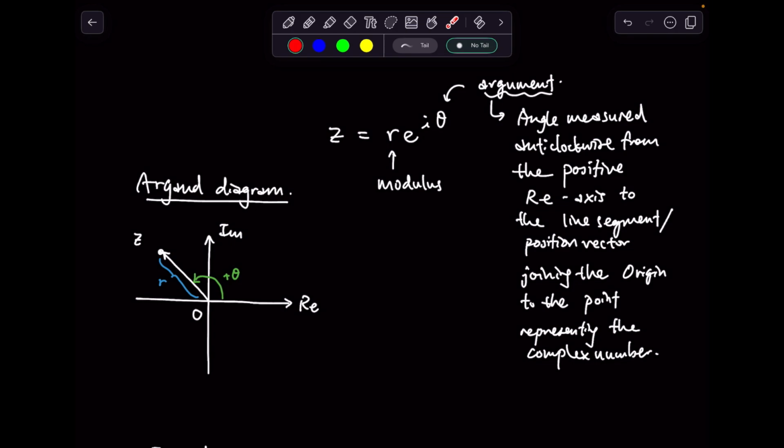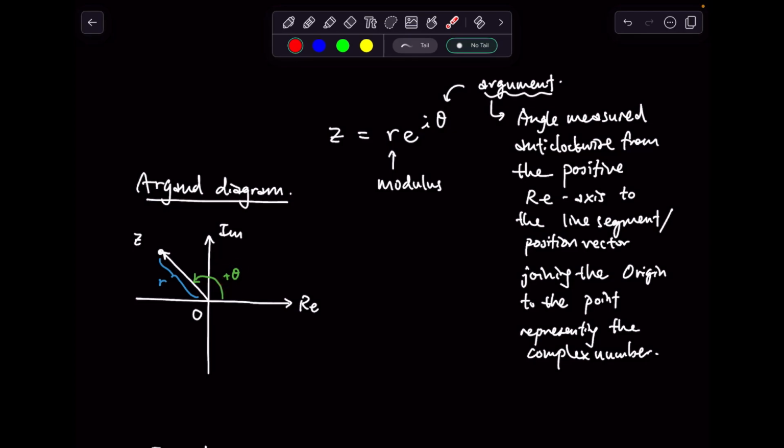So in fewer words, if I have a complex number z that is represented by this point, then if I have a position vector that goes from the origin to the complex number, I can measure the length of this vector, and this is called the modulus. From the positive real axis, if I measure an angle in the anti-clockwise direction, right? Anti-clockwise, from this positive real axis measured to this position vector, this would be the argument.